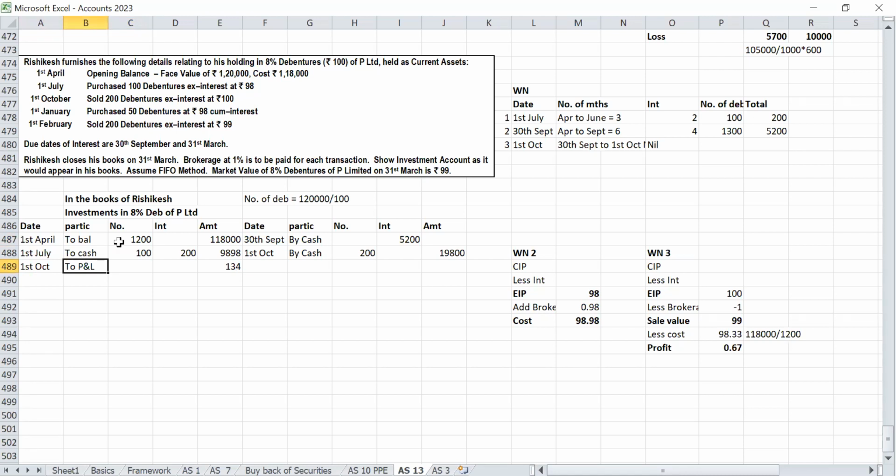Then 1st January, purchase, to cash, 50 debentures. October, November, December, 3 months, sir. 100 into 8% into 3 by 12, that is 2, already calculated. So 2 into 50, number of debentures 50.